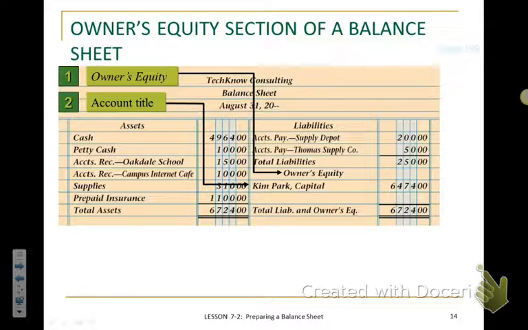Now if we go back just for a second, look at this number here on Kim Park Capital. And note that it says $6,474.